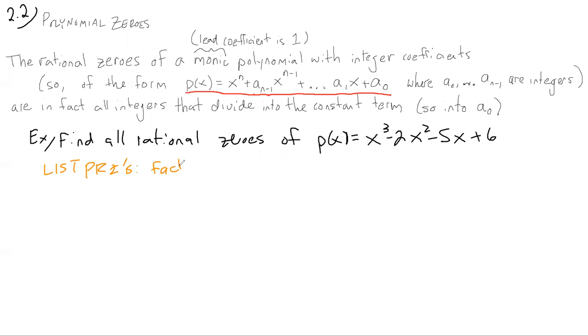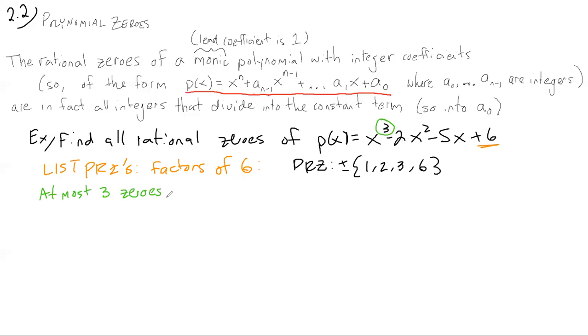And so there'll be factors of 6, basically, that last number, the constant. So plus or minus, and the things that go into 6 are 1, 2, 3, and 6. And now to actually finish the problem, I'm going to also use the fact that it is third degree, so there are at most 3 zeros. We'll talk about that a little bit more when we start mixing a couple of techniques together in the last lesson. We've got at most 3 zeros, and so we should be able to just go ahead and find them.